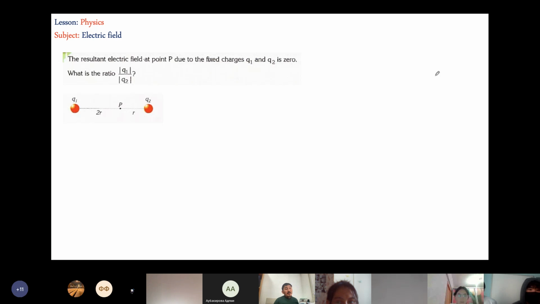The resultant field at point P due to the fixed charges Q1 and Q2 is 0. What's the ratio of Q1 to Q2? So we have here the charges, and it says that at point P the net electric field, the resultant electric field, is 0. What's the ratio of Q1 to Q2?